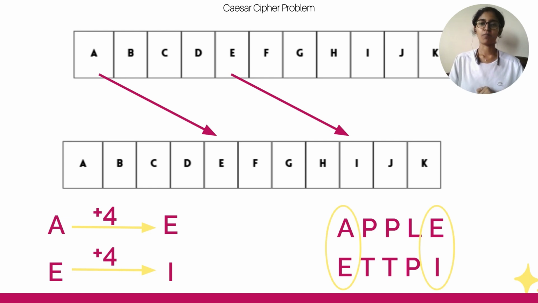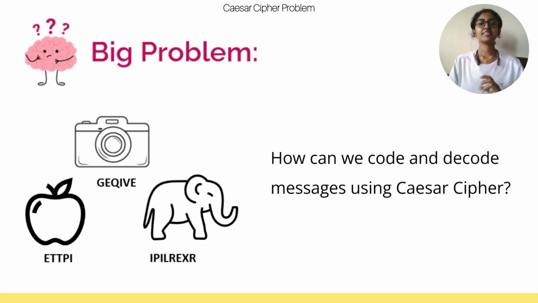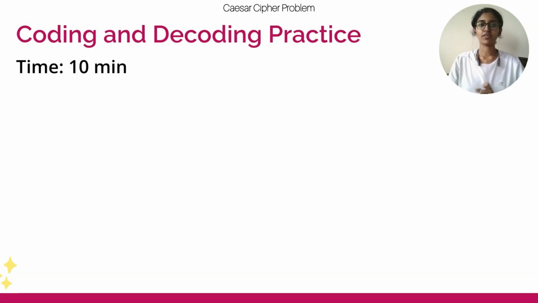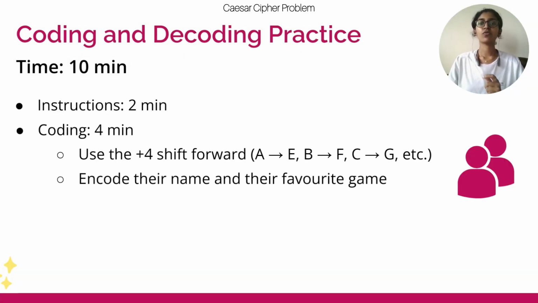Now we pose a big problem to our students, which is how can we code and decode messages using Caesar cipher? Now to use the Caesar cipher, the students are going to learn how to code and decode. Let's see how we are doing that. For the practice, we have a total of 10 minutes. The students are going to work in the first 4 minutes to code. They're going to code two things. The first thing is their name, and the second thing is their favorite view. And they'll be using the +4 shift forward, which we have already seen.